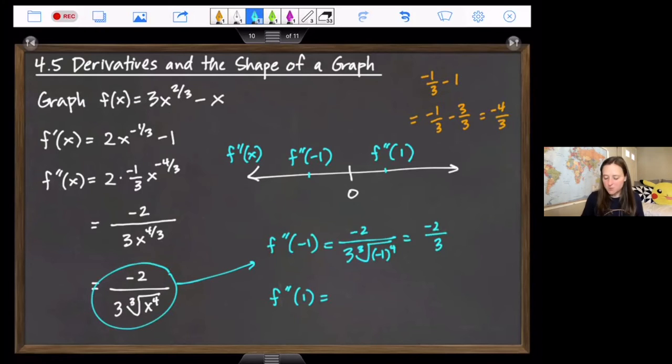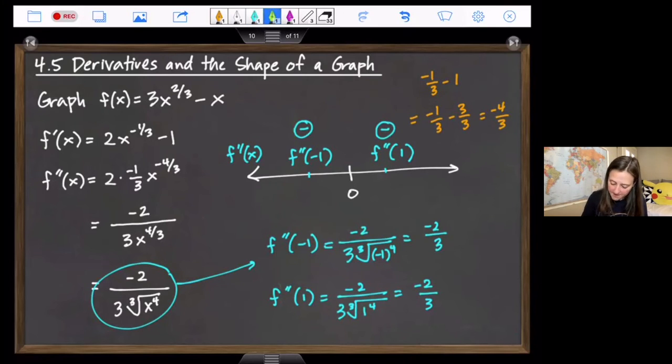Let's plug in x equals 1. Again, 1 to the 4th is 1. Cube root of 1 is 1. 3 times 1 is 3. So we get another negative 2/3. All right, so here we have a negative thing and a negative thing. So this function is actually always concave down.